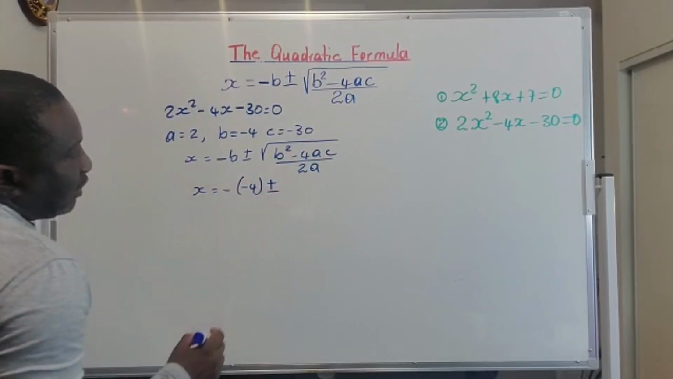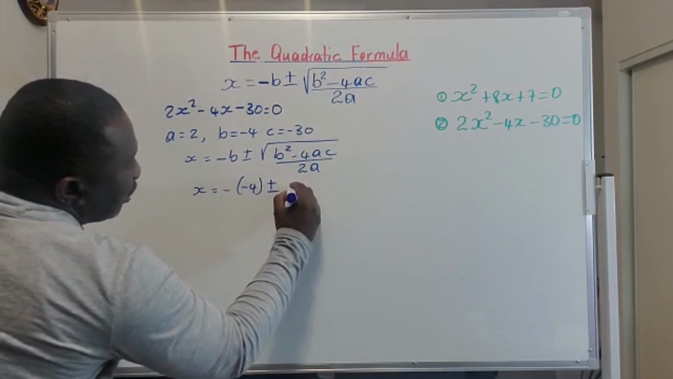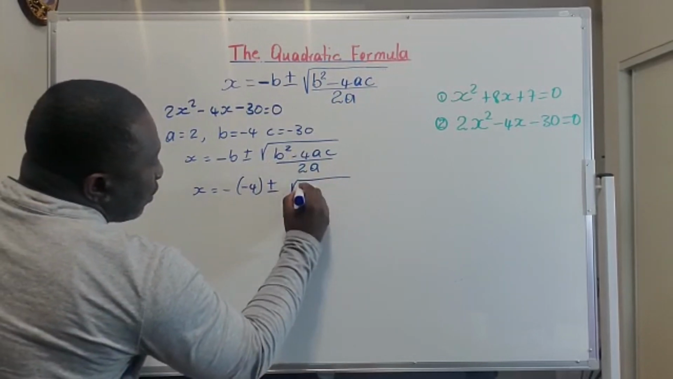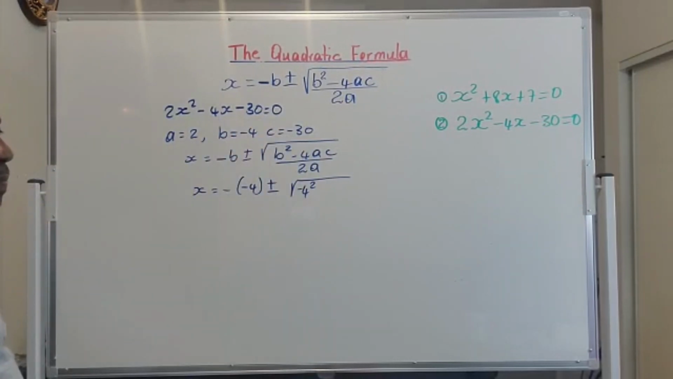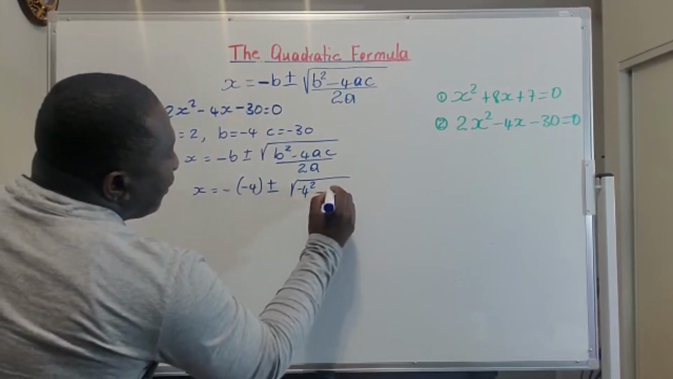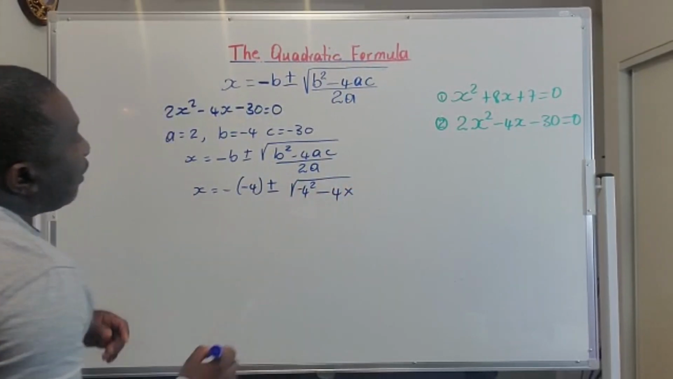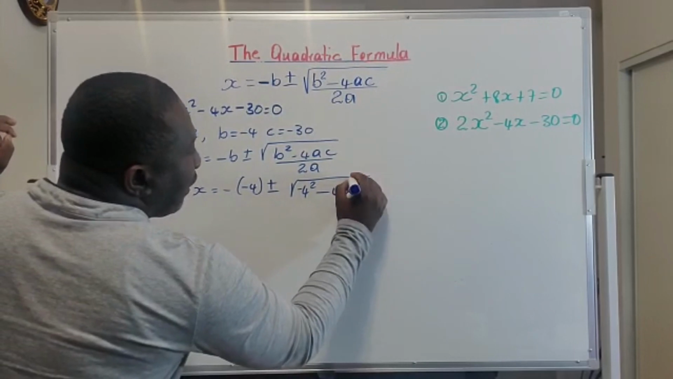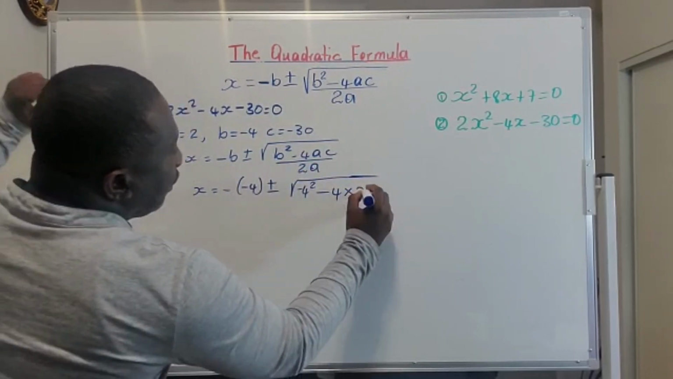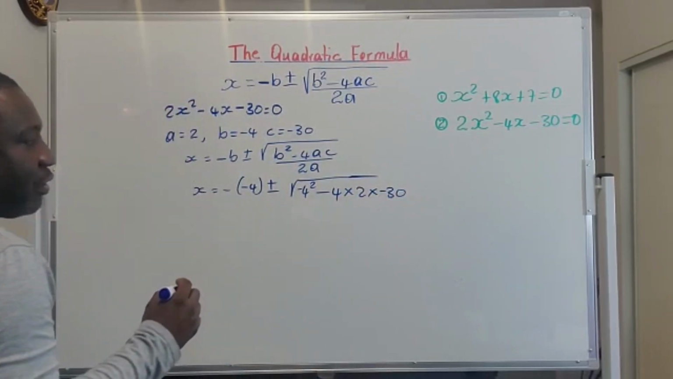Plus or minus, I'm going to substitute. So b here, we are going to square. So negative 4 square, minus 4 times, what's the value of a? Value of a is 2. What's the value of c? Value of c is negative 30.